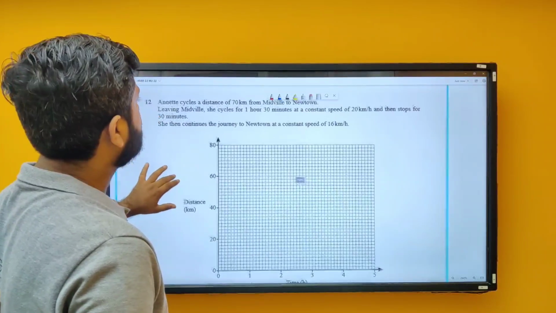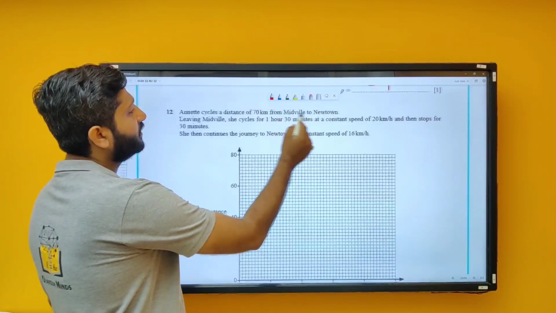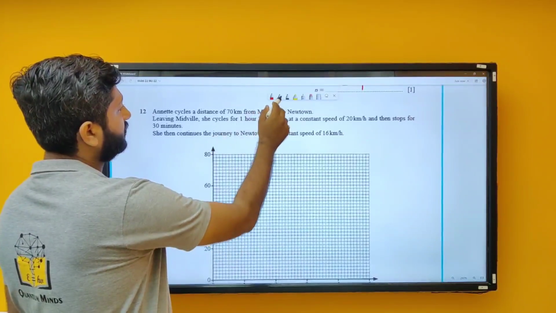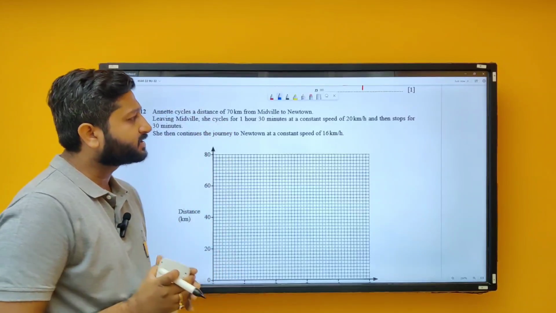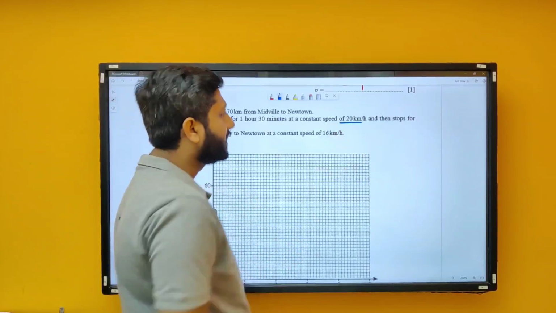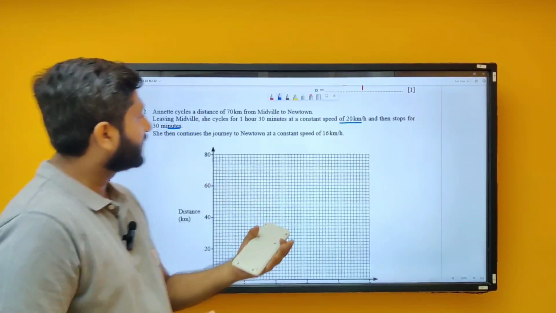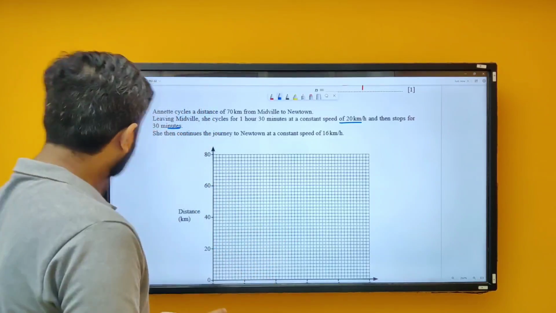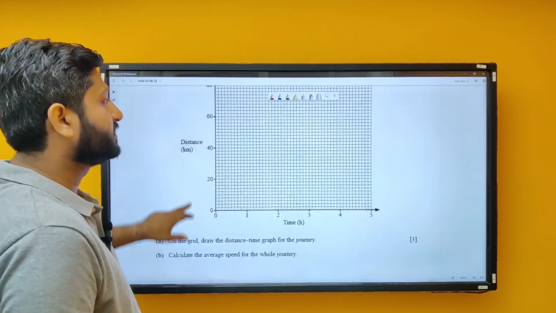Annette cycles a distance of 70 km from Midville to Newtown. Leaving Midville, she cycles for 1 hour 30 minutes at a constant speed of 20 km per hour and then stops for 30 minutes. She then continues her journey at a constant speed of 16 km per hour. Okay, I think we are supposed to draw a distance-time graph for this journey.